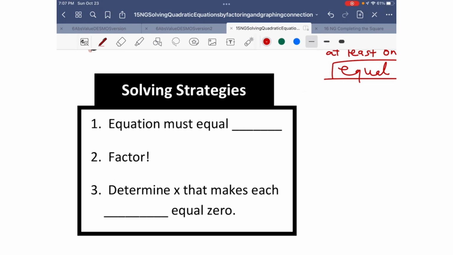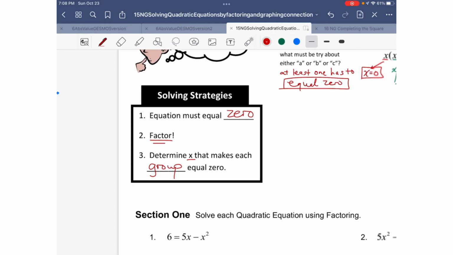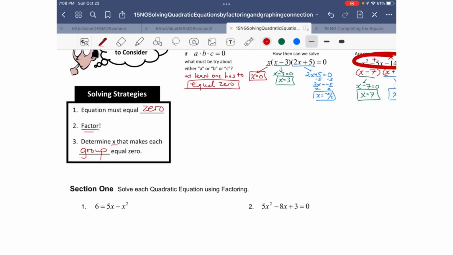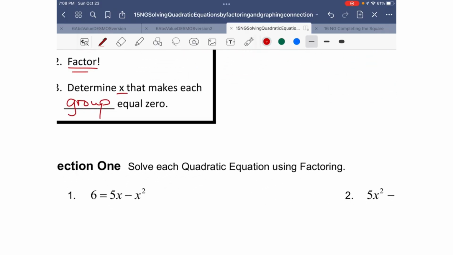So let's make a couple observations here, because these are the kind of equations that we're going to solve. We're going to solve equations that are equal to 0. In fact, they have to equal 0 for this to work. Then you're going to factor because you want to turn it into multiplication, and simply determine the x that's going to make each factor equal 0. That means you could have many answers.